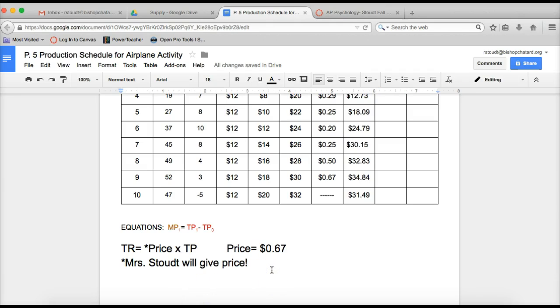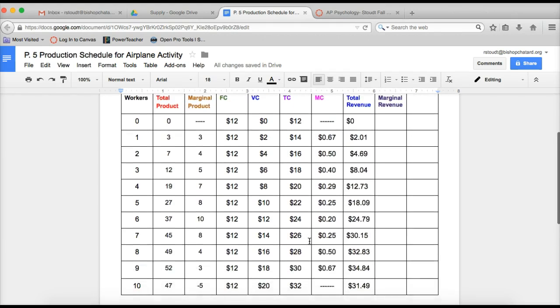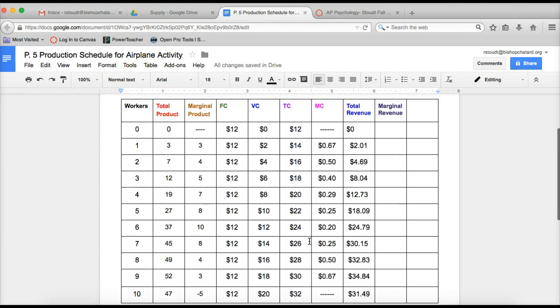Okay, marginal revenue is going to be the same thing as the price. You can include this on your equations part. Marginal revenue is equal to the price. It's the same thing as the price.